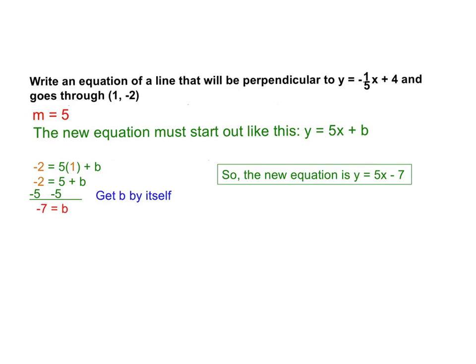The only thing new today is the idea that when you have parallel lines, they have the same slope. Perpendicular lines have opposite reciprocal slopes. But the process for finding the equation is what we did on Friday. It's the same thing.